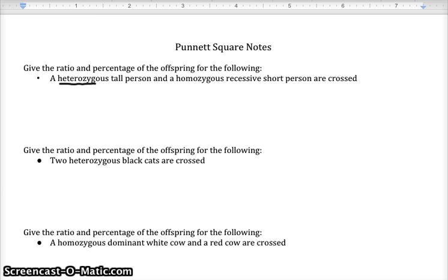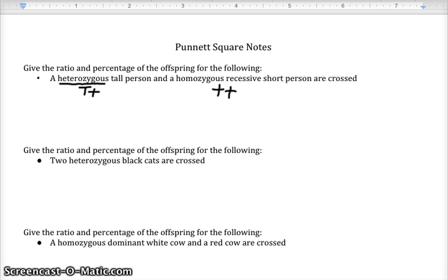Heterozygous. Remember, that means a big and a little. So in this person's cells, they have a big T on one chromosome and a little t on another chromosome, and they can pass down either one to their gametes. Homozygous recessive, there again, one chromosome has a little t, the other chromosome has a little t, and they're going to pass one onto one gamete and one onto another gamete.